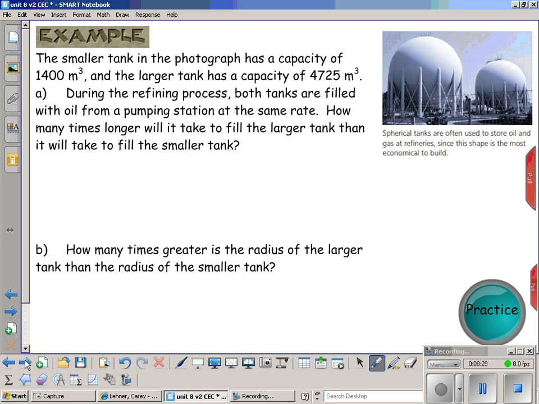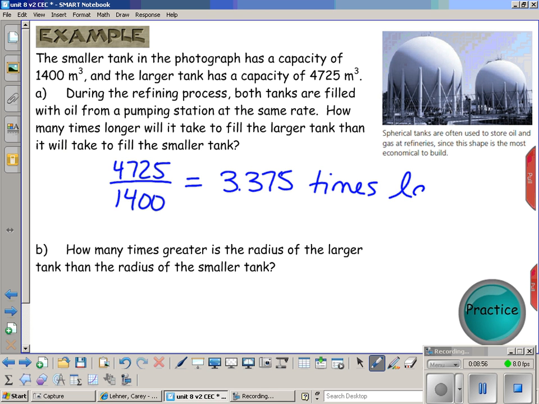So we actually already are given the volumes of these tanks. So if we want to find how many times longer it's going to take, assuming they are filled at the same rate, you take your larger tank volume and divide it by your smaller tank volume. And you get it is approximately 3.375 times larger. Or I guess it would take times longer is what we're dealing with.